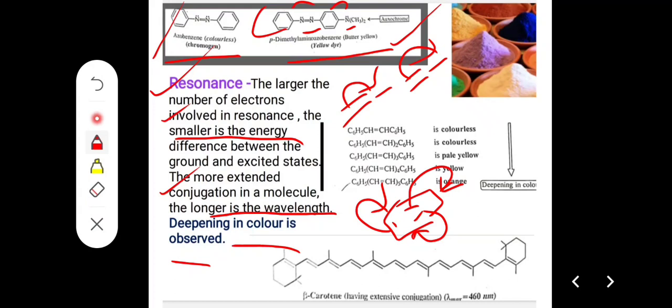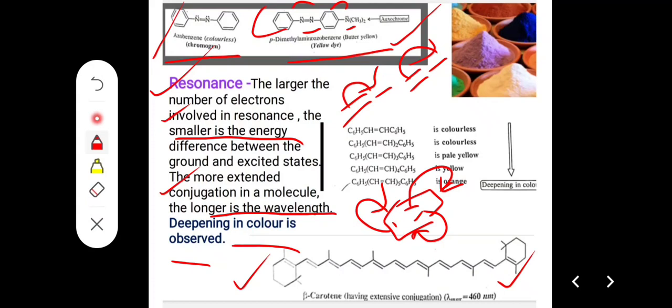As for example, beta carotene, there are so many double bonds, so much conjugation can occur. So the number of electrons present in double bonds is much more. So that's why color is seen for beta carotene. Okay.